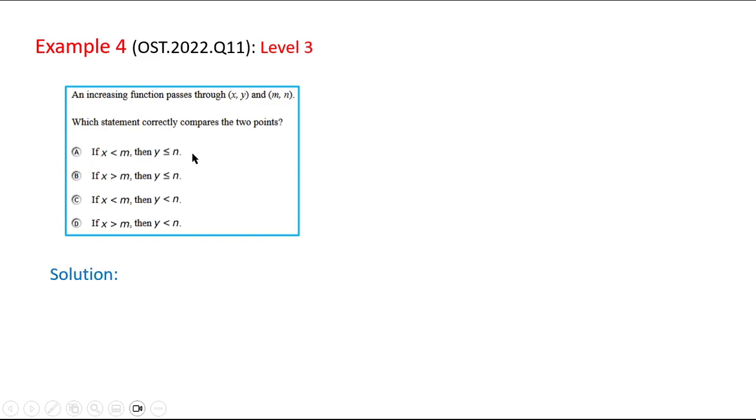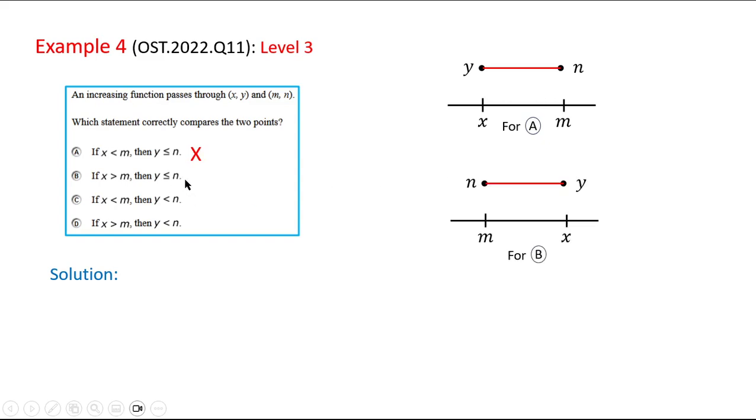Let's look at the first one. Making a small drawing here: x is less than m, and y is less than or equal to n. So y could be equal to n. In this case, the function will not be increasing. Therefore, this option is not good. Option number 2 is very similar: x is greater than m, but y is less than or equal to n. So y could be equal to n, which means this is not an increasing function. That's also not a good answer.